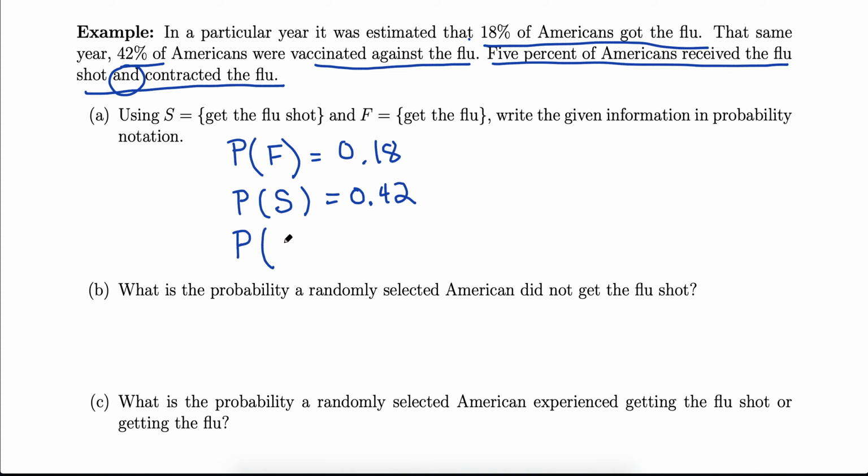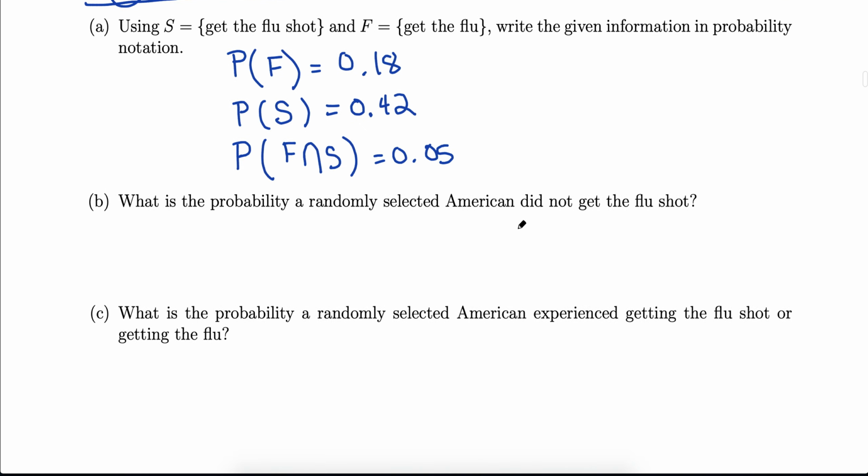So remember what our notation here is. Got the flu and they were vaccinated, they got the flu shot. So there's our and symbol. Both of those things happened, and that was our unlucky 5%. So this is a really important skill to develop first. Given our word problem, translate all that probability information into our math notation. The rest should be more straightforward from there.